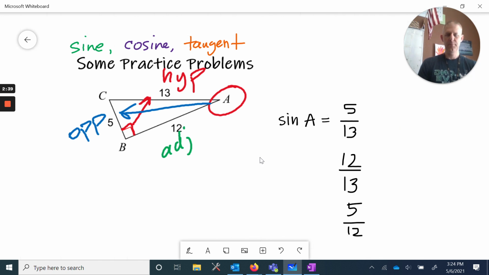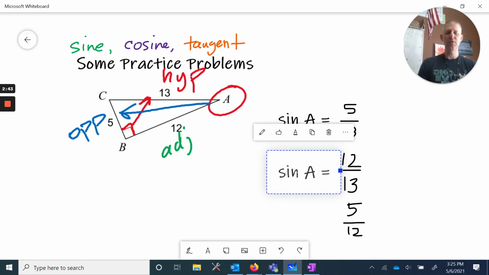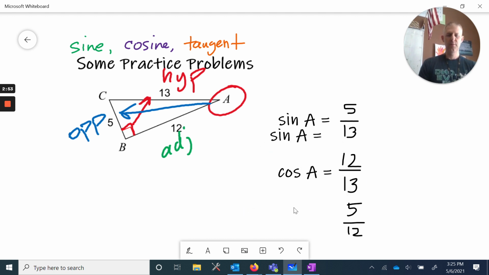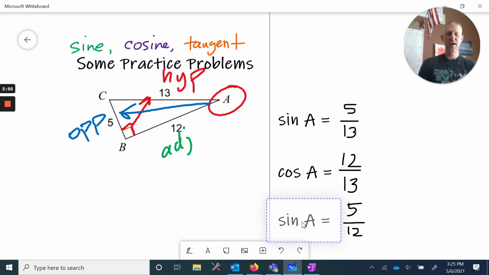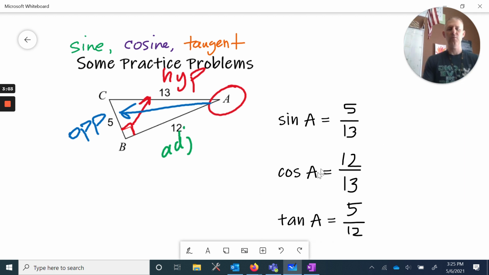And if that angle A changes, then the ratio changes. So it wouldn't be 5/13 if it was a different size angle. It might be bigger or smaller. The second one's called cosine of A. And the last one, the 5/12, is the tangent of A. So these are the 3 basic right triangle trigonometric ratios that we'll be working with.